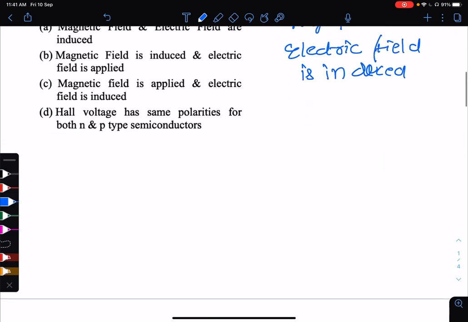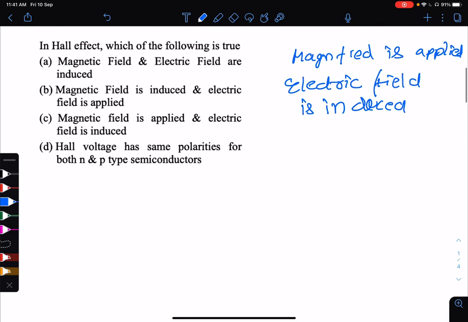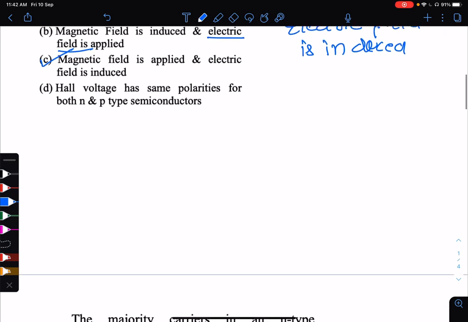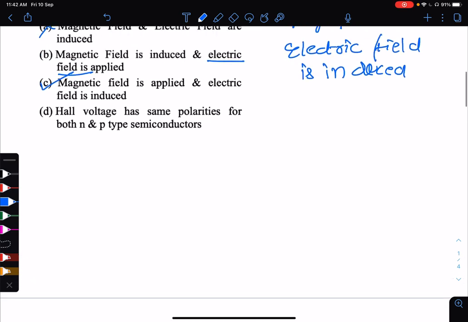Okay. So I hope everyone is clear. Magnetic field is not at all induced, so the first option is wrong. Magnetic field is induced, electric field is applied? No, they are talking about the electric field induced, not about that electric field. So magnetic field is applied and electric field is induced. C option is correct.